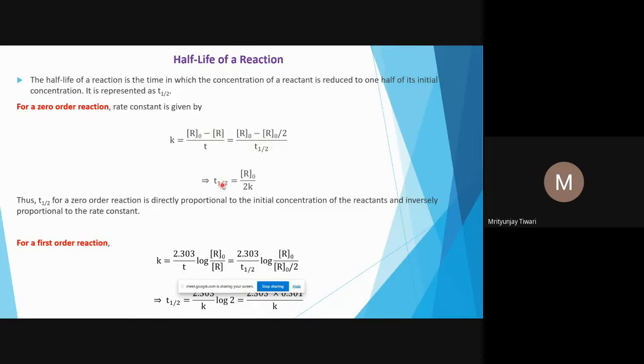So t half will be equal to R naught divided by 2K, and this is how we obtain the expression for the half-life of a zero order reaction. What we see here is that t half is directly proportional to the initial concentration for a zero order reaction, as well as dependent on the rate constant K. So t half is inversely proportional to K, as we saw in this equation.